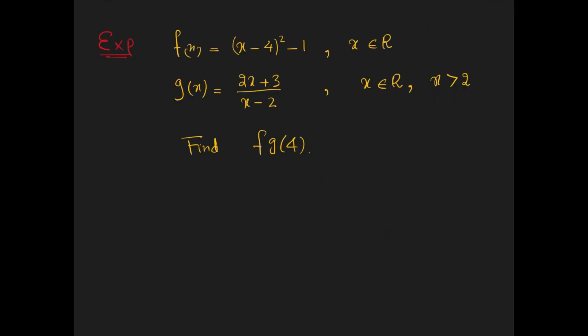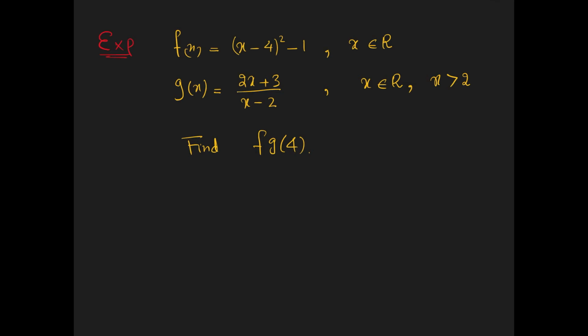Let's have a look into a couple of examples. In this example, two functions are defined. f(x) is equal to (x minus 4) whole square minus 1, and x belongs to the set of real numbers. And the second function is defined as g(x), which is equal to (2x plus 3) over (x minus 2), and x belongs to the set of real numbers and x is greater than 2. We have to work out the composite function fg of 4.